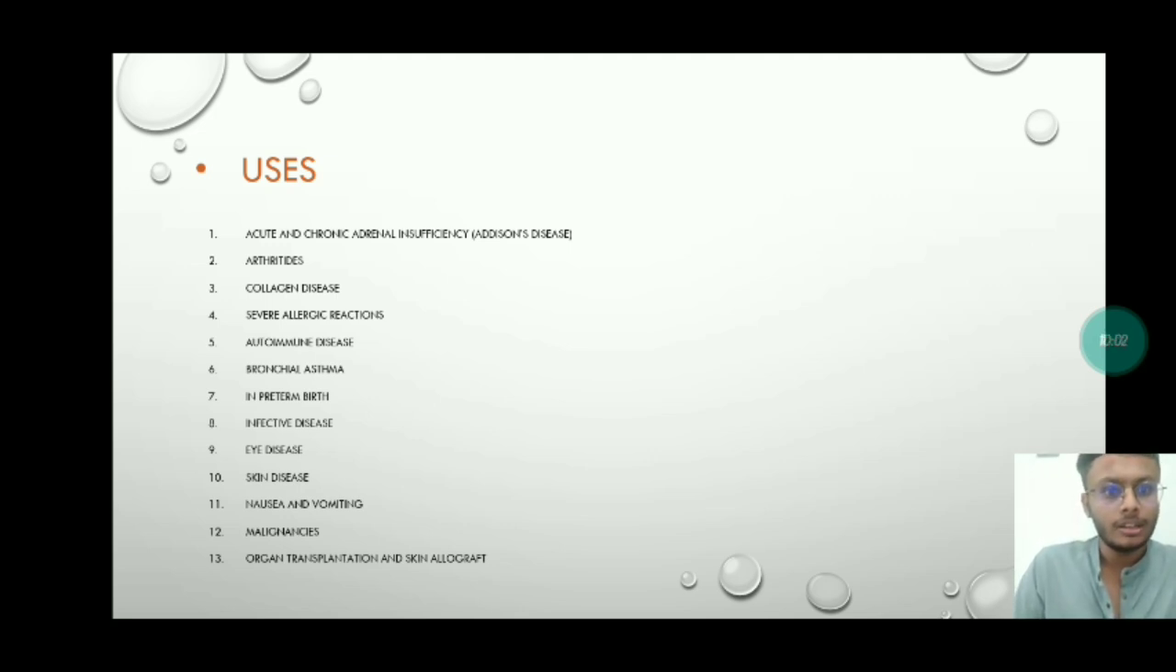It is also used in infected disease, eye and skin disease. In eye and skin disease, topical corticosteroids are used. Nausea and vomiting is also a use of corticosteroid. In malignancy like lymphoma, leukemia, corticosteroid is used because it has a destructive action on the T lymphocyte. That's why corticosteroids are used in malignancy. Also in organ transplantation and allograft because it suppresses the immunity.